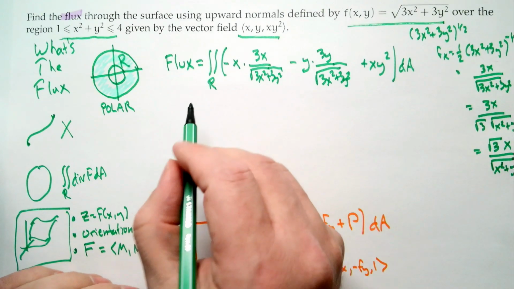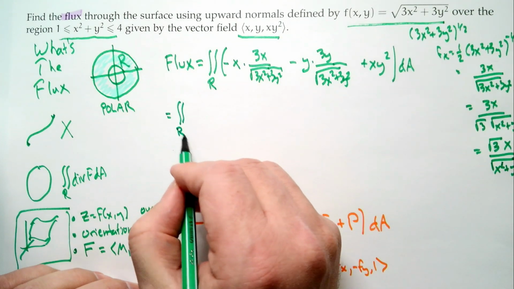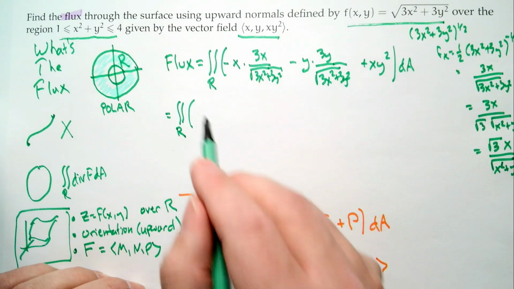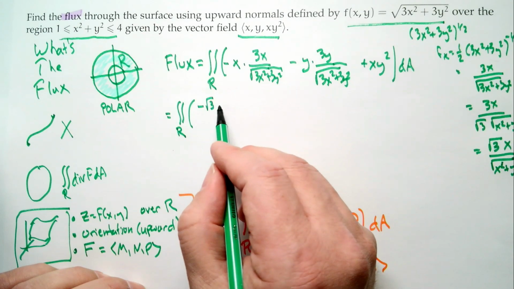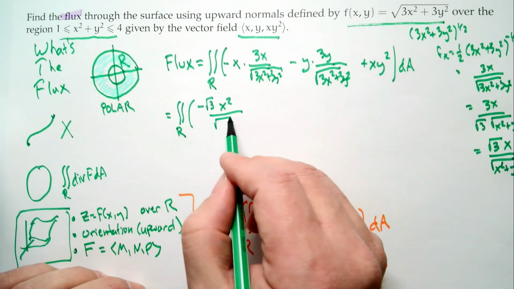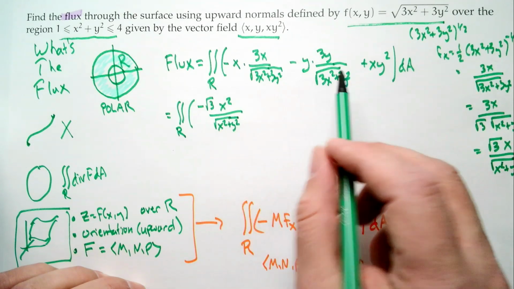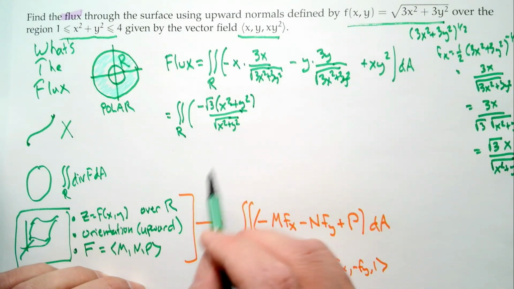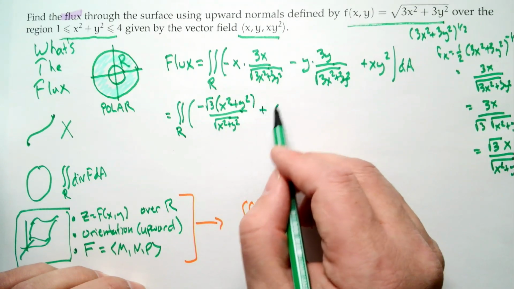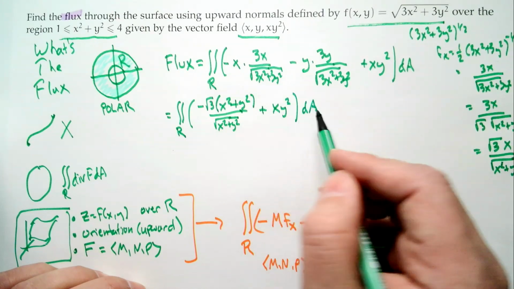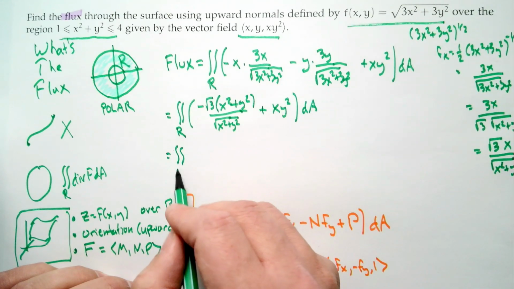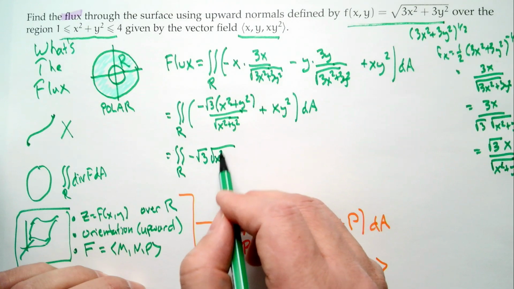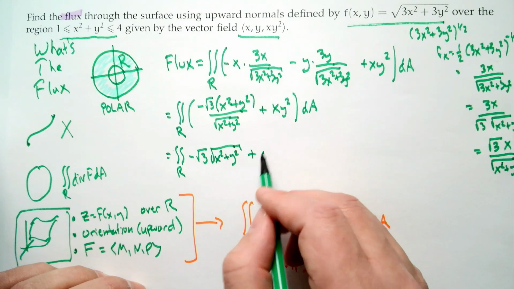So let's put this together. Let's clean up a little bit. Integral over our region. And the first term, well, again, thinking about pulling out the square root of 3's and simplifying, I'll have minus square root of 3 times x squared over square root of x squared plus y squared. And then here, it's also the same thing, so I can just pull this out. So x squared plus y squared over square root of x squared plus y squared plus xy squared. So this becomes the integral over our region of minus square root of 3 times the square root of x squared plus y squared plus xy squared.